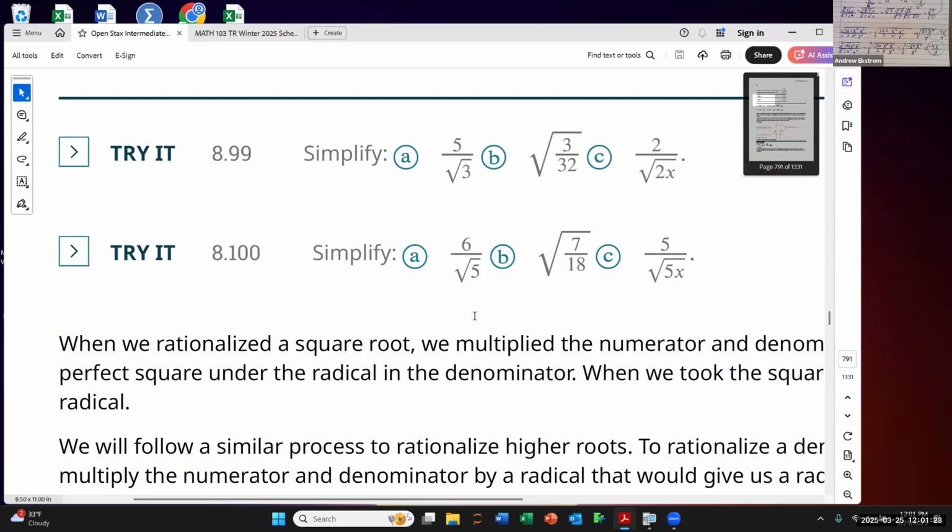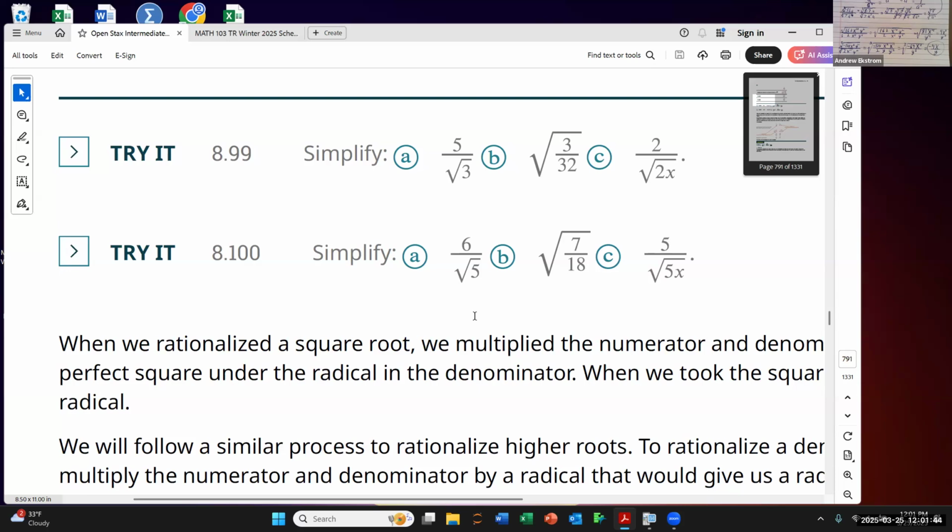Same thing here, 5 divided by square root of 5x. Multiply numerator and denominator by square root of 5x. You have 5x on the bottom, 5 times square root of 5x in the numerator. The 5's cancel out. So you have square root of 5x divided by x is your final answer.